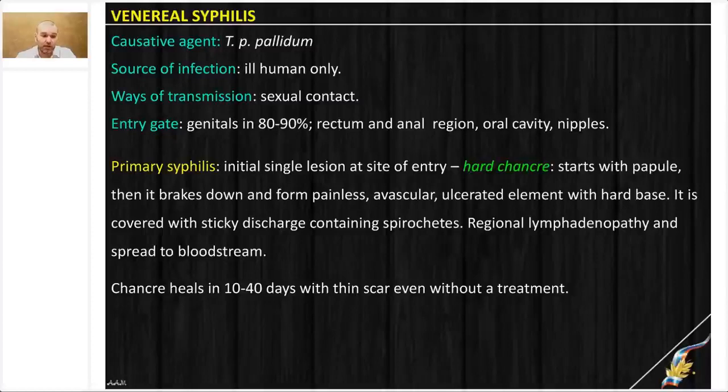So that element, that ulcer, will be covered with mucoid sticky discharge, and actually it is the site of intense and active multiplication of Treponema. And that element is highly contagious. Due to local immune reaction, those people can have regional lymphadenopathy, and later with the bloodstream, bacteria can disseminate to other organs.